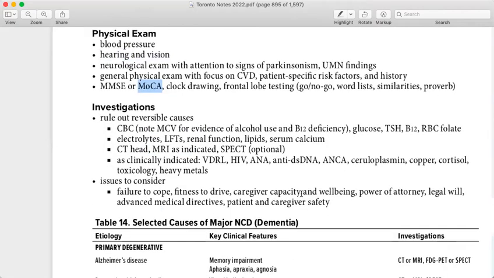Investigations, obviously, rule out any other cause that is causing it. If there is nothing, then you can go for dementia itself. CBC, vitamin B12, alcohol use, then glucose, TSH, B12, RBC folate, electrolytes, LFTs, renal function, lipids, serum calcium, CT head, MRI because of trauma, then VDRL because syphilis can lead to it, HIV, ANA, dsDNA, and neuroplasm. So these can be done.